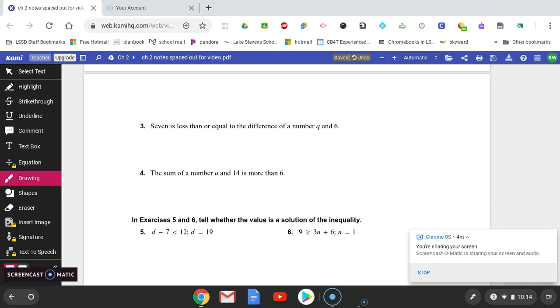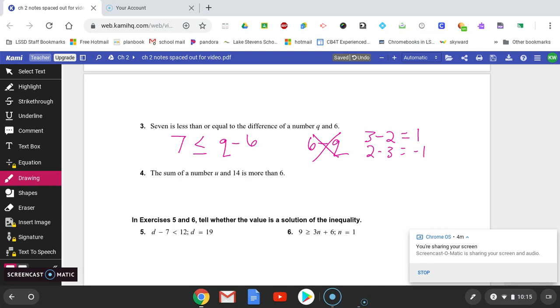Okay, so 7 is less than or equal to the difference of a number q and 6. Difference means subtraction, so we're actually going to be subtracting q minus 6. Notice q minus 6 is different than 6 minus q. This one here would not be accurate. It's q and 6 that are being subtracted, so q needs to be listed first and not the 6. Think of it this way. If I have 3 minus 2, that's equal to 1. But if I have 2 minus 3, that's equal to -1. So the order does make a difference. They're not the same thing.